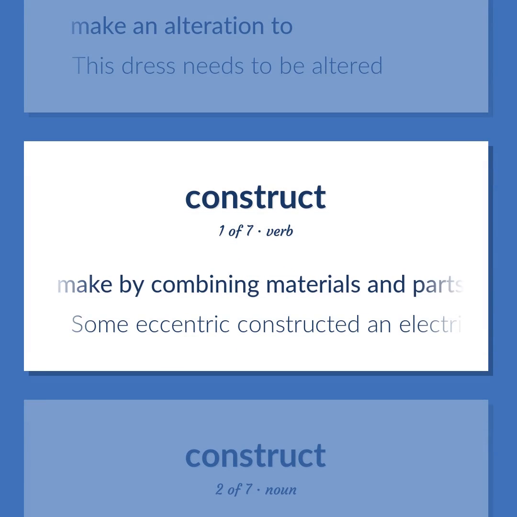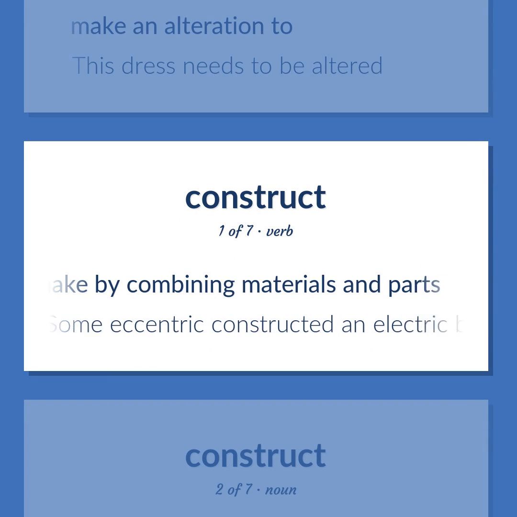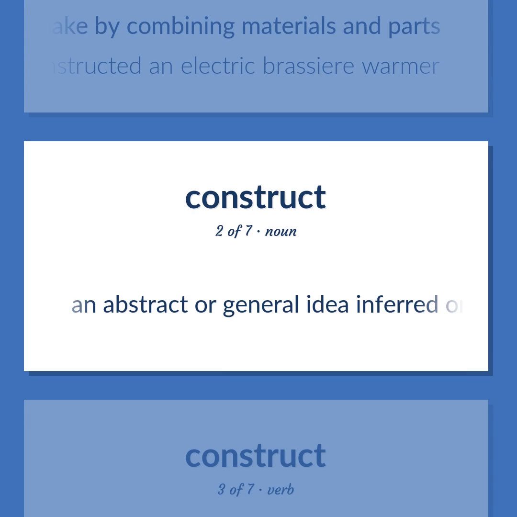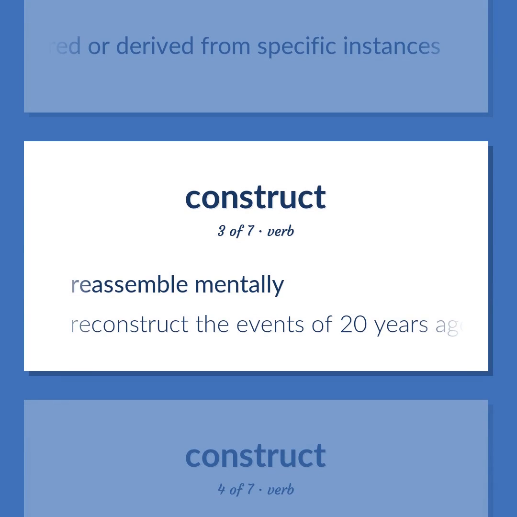Make by combining materials and parts. Some eccentric constructed an electric brazier warmer. An abstract or general idea inferred or derived from specific instances. Reassemble mentally. Reconstruct the events of 20 years ago.